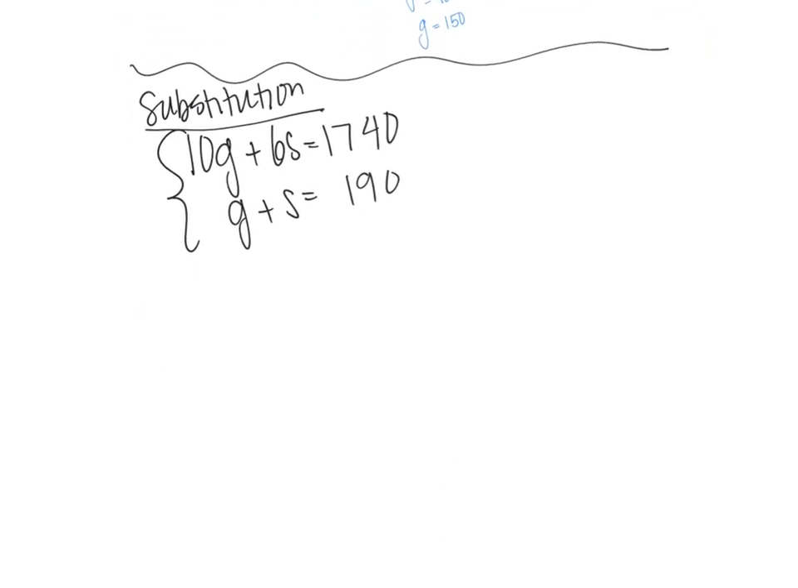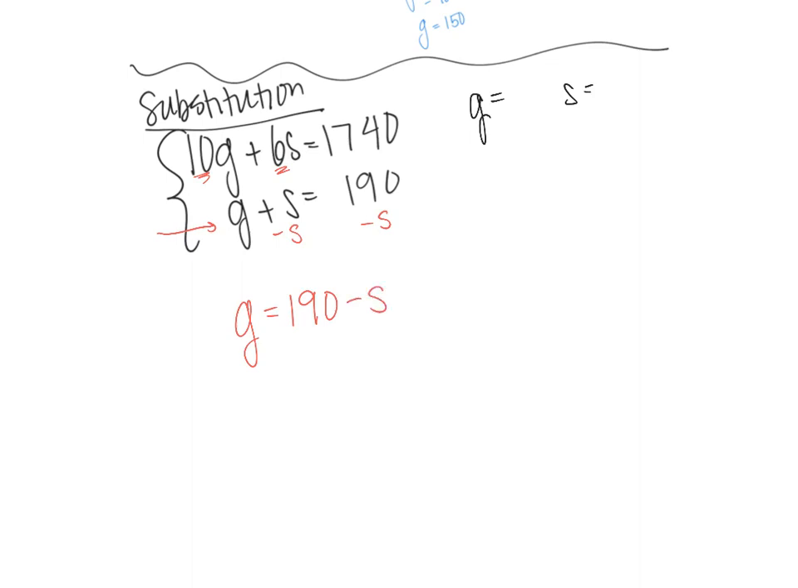So in order to use substitution, you really want to have one of the equations with a variable by itself. So here would be something like G equals or S equals. So I'm really drawn to the second equation since it doesn't have any of those coefficients like the top equation does. And if I can make this G equals or S equals, I can substitute into the more complicated equation. So if I subtract the S over, I'm looking at this equation, G equals 190 minus S.